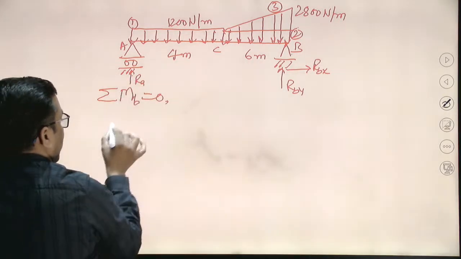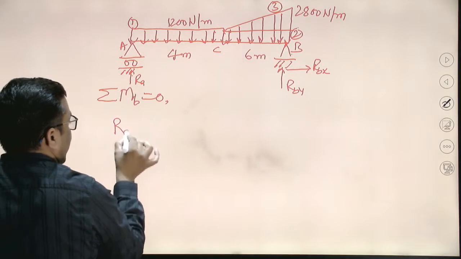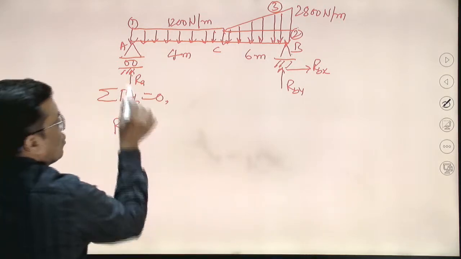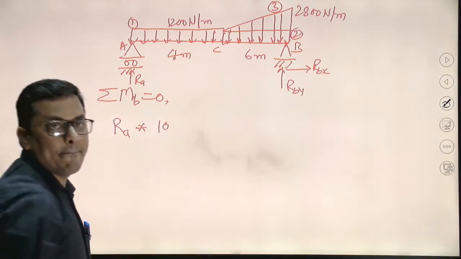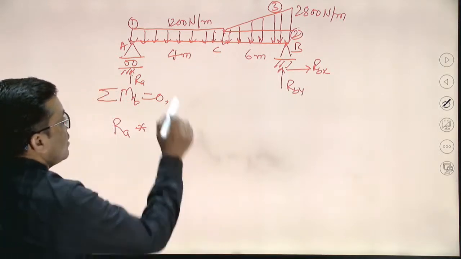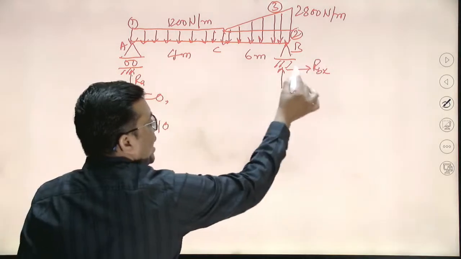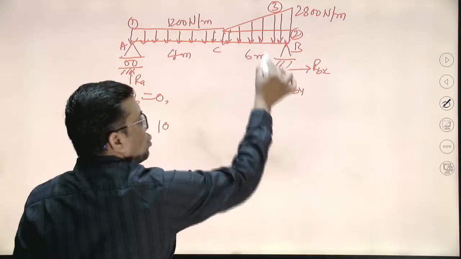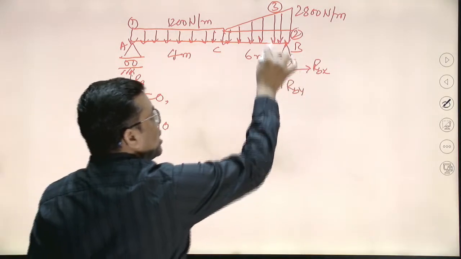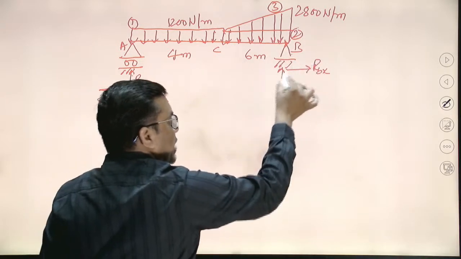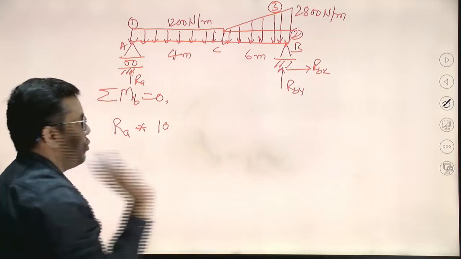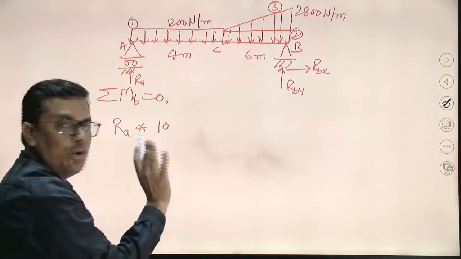So the first one, let's start from RA. RA into the perpendicular distance from point B, it is 10. RA into 10. Now RBX and RBY both are passing through point B, so no moment will be generated because of RBX and RBY. Is it okay? There is no perpendicular distance, so there will be no moment.